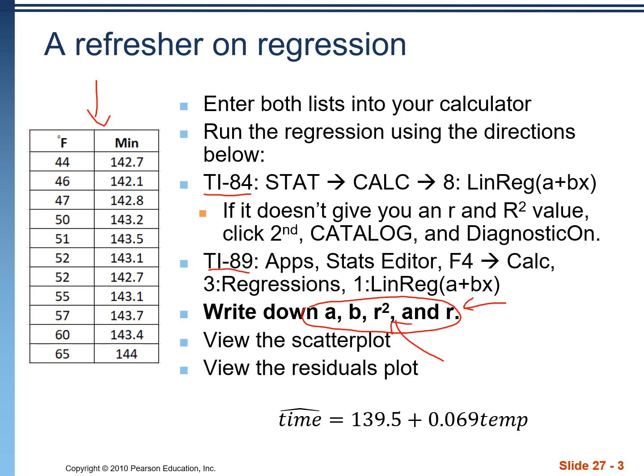We want to look at the scatter plot, and we want to look at the residuals plot by putting them into one of our plot setups. Okay, and from all that, we can get this equation. Time hat equals 139.5 plus 0.069 times the temperature.